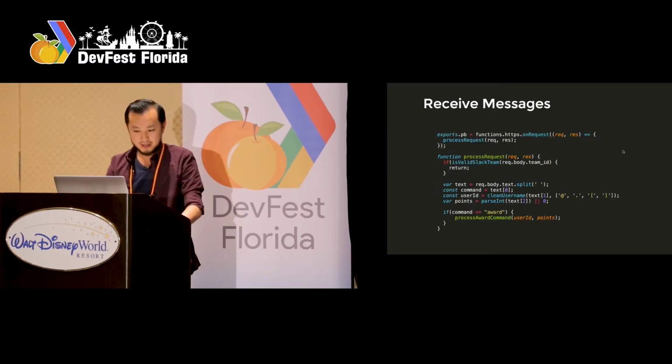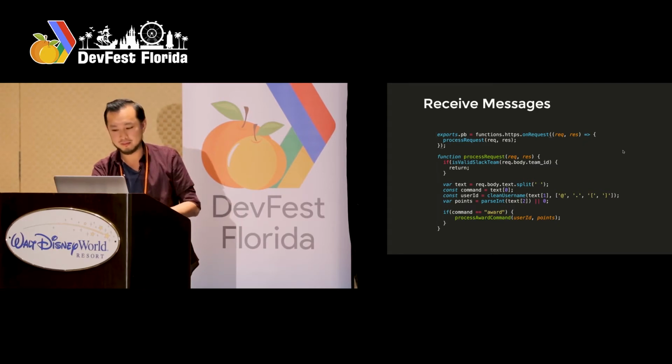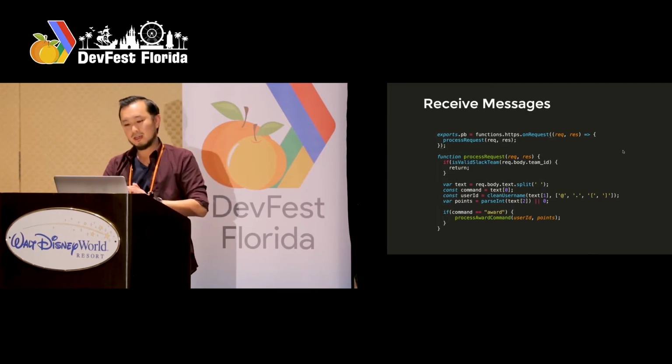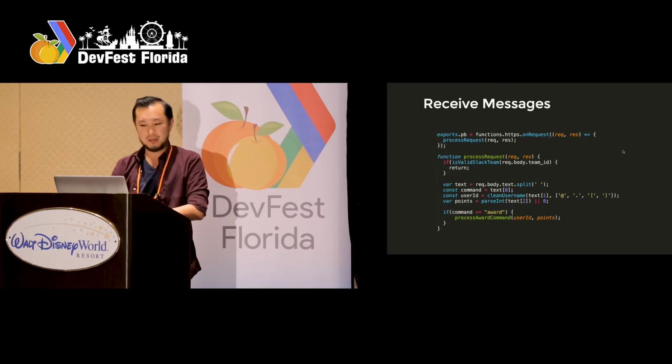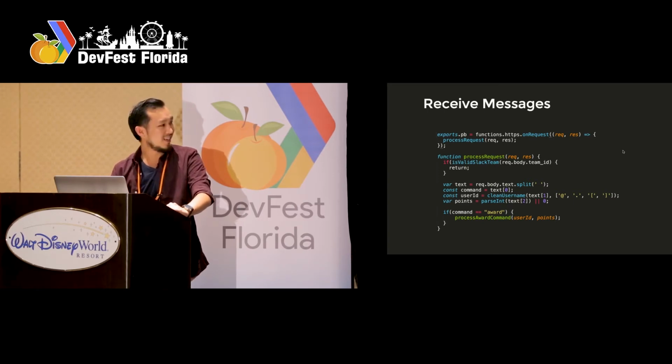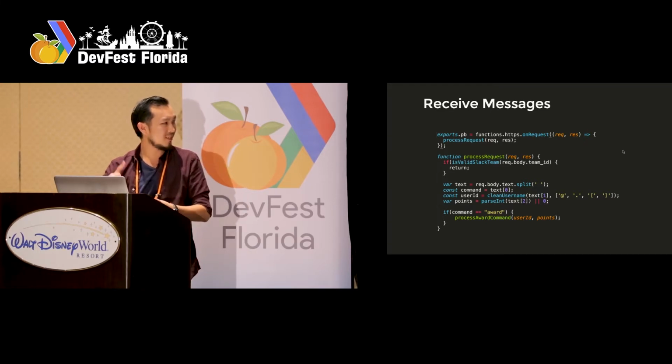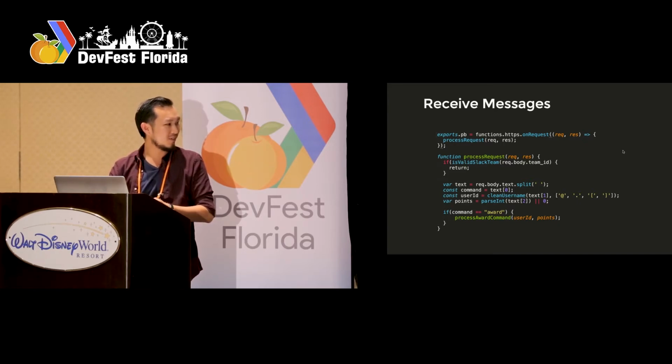So here's the code that I use to receive the message, right? I have an endpoint called PB, and the Slack command will hit this endpoint. The first thing I do is I check if the Slack team ID is valid to access my bot. So it's just some security logic there. Next, I parse out the request message. So I get the user ID, the points, and the actual command. And at the very bottom, I process the award command.